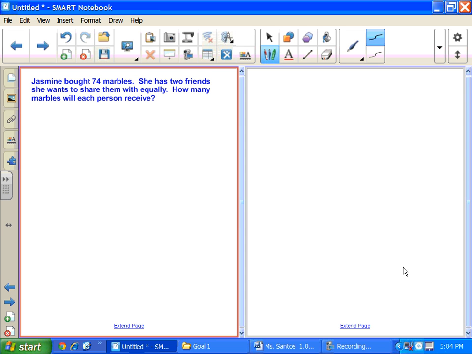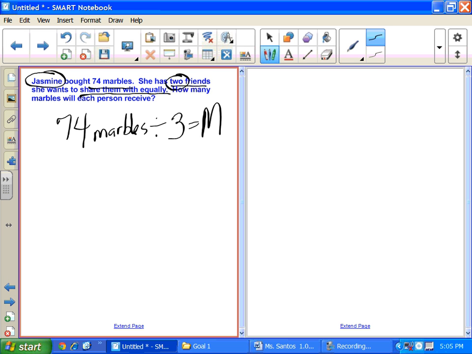All right, so let's take a look. Hopefully you saw that Jasmine has 74 marbles and she has two friends that want to share them equally. So that should have been a clue that I'm going to take the 74 marbles and divide them, or share them, by 3. And why? Because she has two friends, and of course she wants some because she bought them. So that would be 3, and I'm going to put m as our variable for marbles.